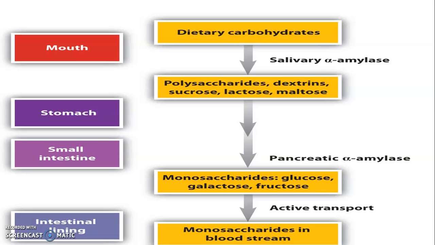At the end of the digestion, blood will carry the digested carbohydrates, the monosaccharides, and it will circulate through our body to provide the energy needed by cells to function well. Digestion of carbohydrates may take up to 20 minutes.